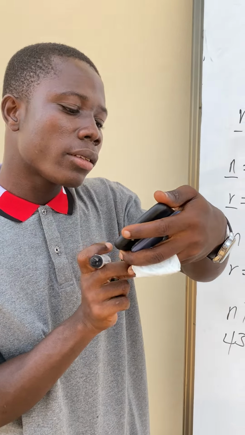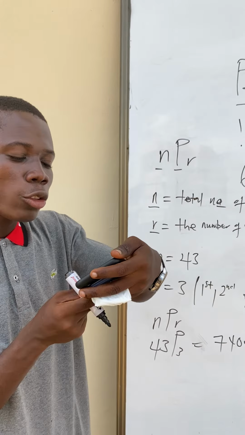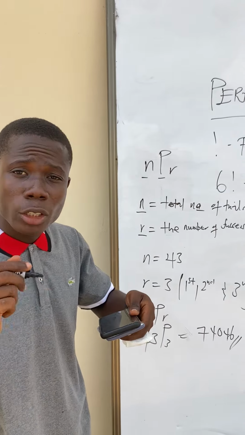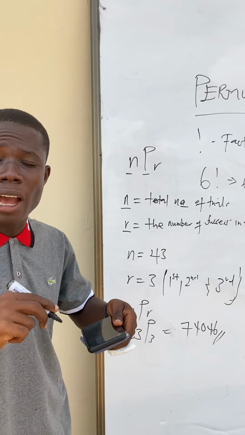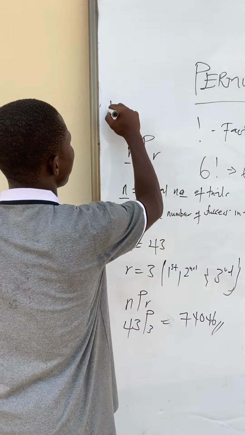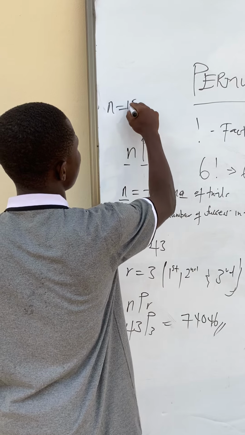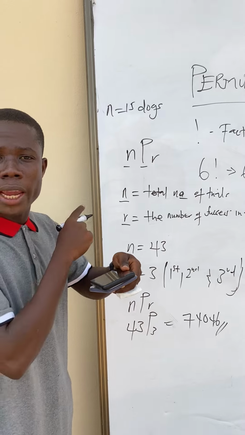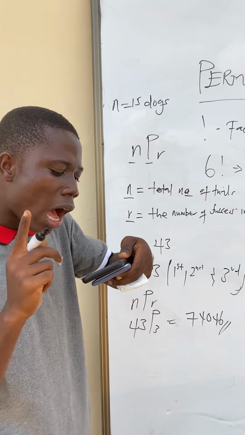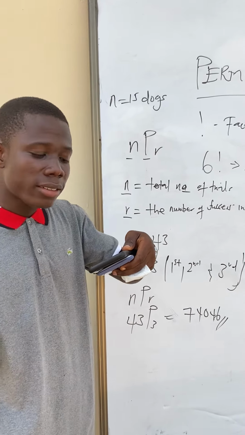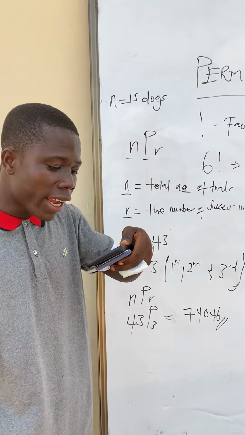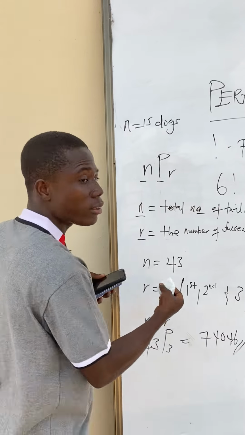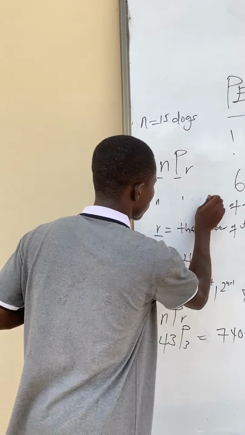Okay, so the next example is, he said there are 15 dogs entered in a show. So it means automatically our n is 15. There are 15 dogs entered in the show. So our n is 15. He said, how many ways can the first, second, and third place be determined?